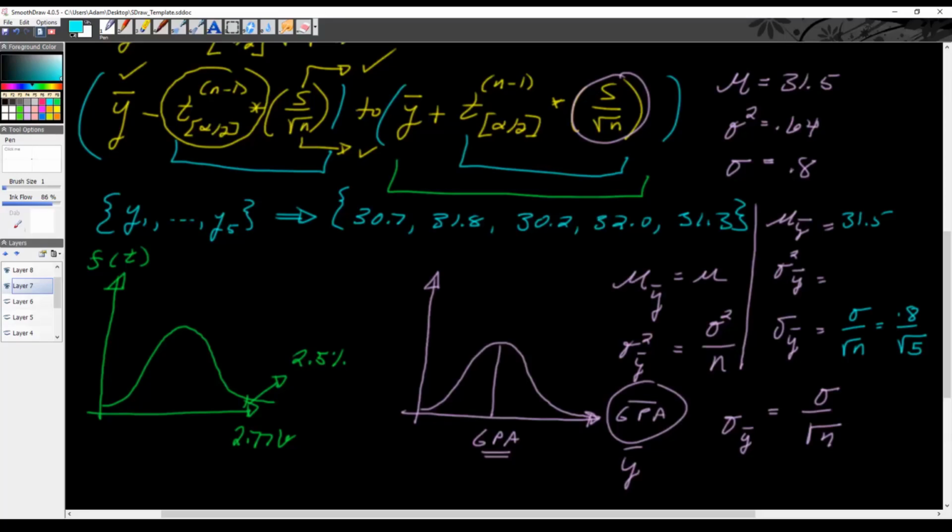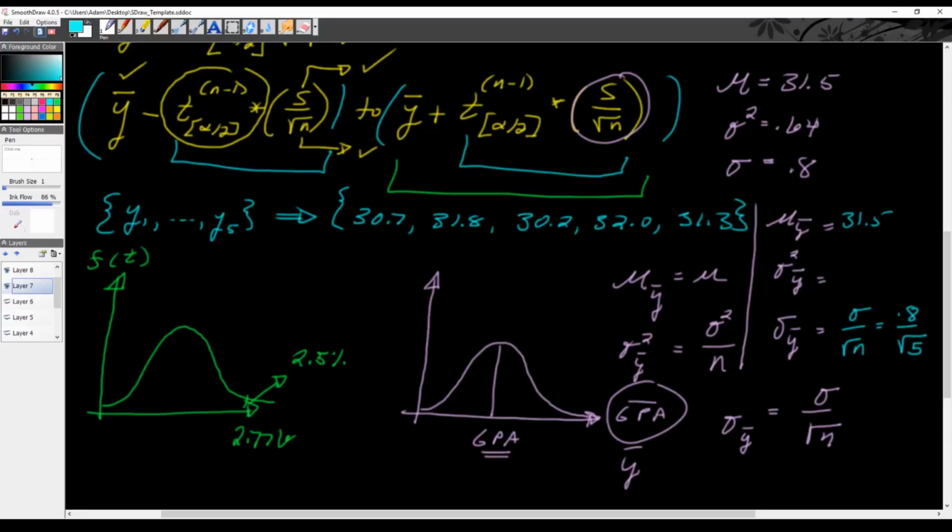So if we assume that the population of all mileages is normally distributed, then the population of all possible sample means is also normally distributed. Even if the population of all mileage is not normally distributed, the population of all possible sample means is likely normally distributed. That's the statistical result that comes out of the central limit theorem.